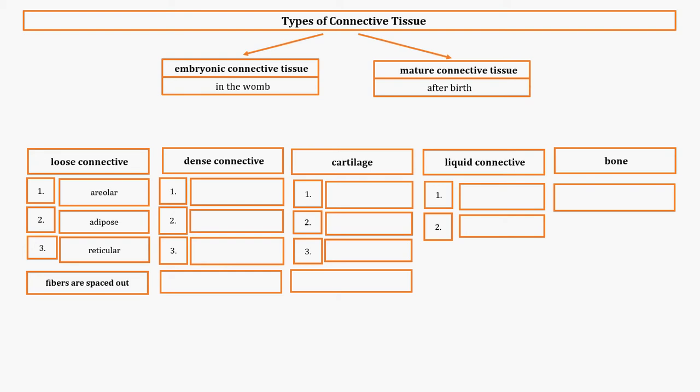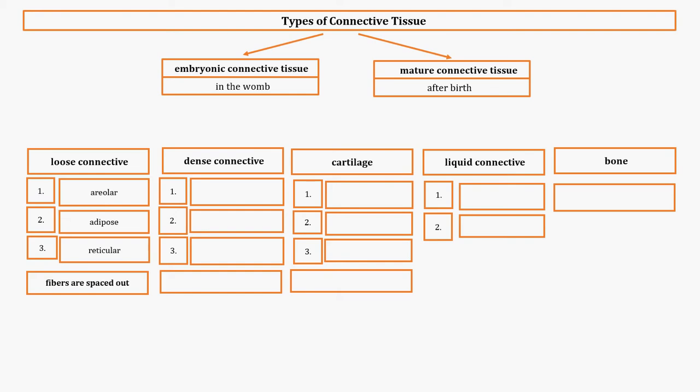Right? And these are all related to loose connective tissue, and they're called loose because the fibers that are within these type of tissues are all spaced out. That's why it's called loose, which makes sense.